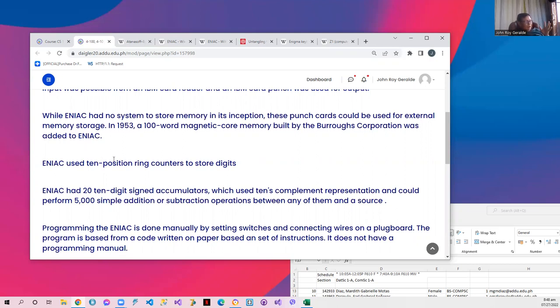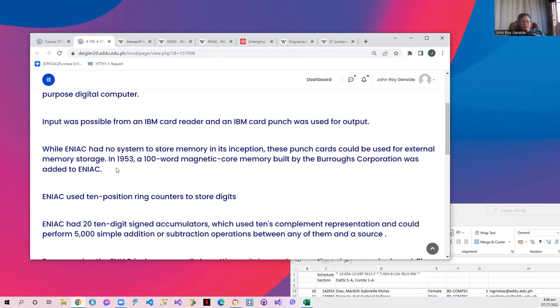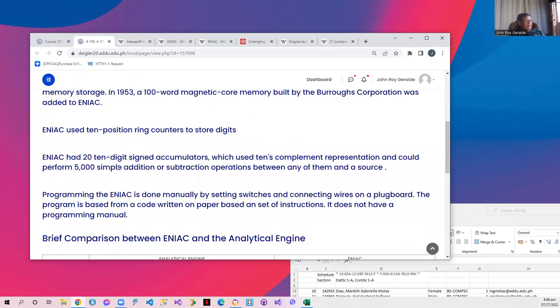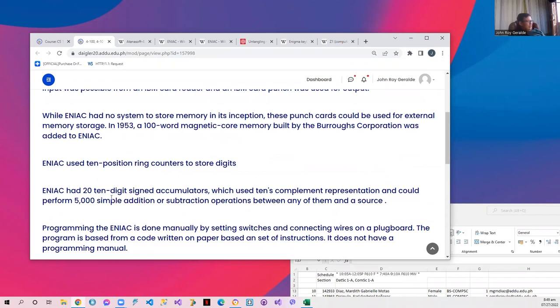Tatlo lang yung, there are only 3 registers, no? Or counters in the analytical engine. ENIAC uses 10. Okay? 10 counters used for the calculation. So there are now more internal variables to be used, no? So it had 20 10-digit signed accumulators. What's an accumulator? Now, this is the legacy of ENIAC, no? The concept of an accumulator.